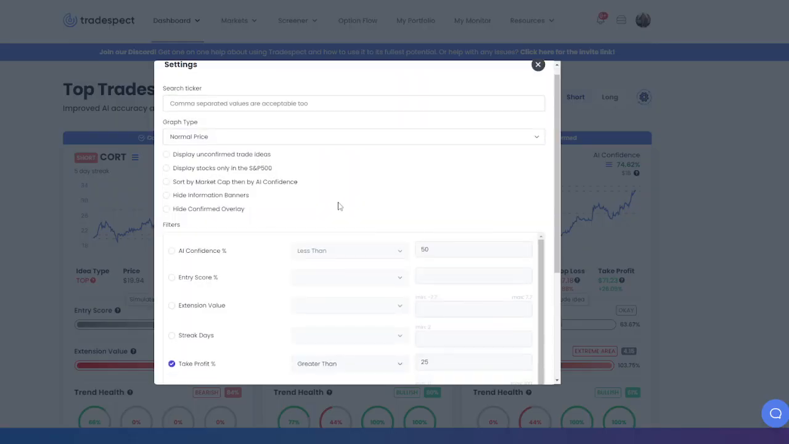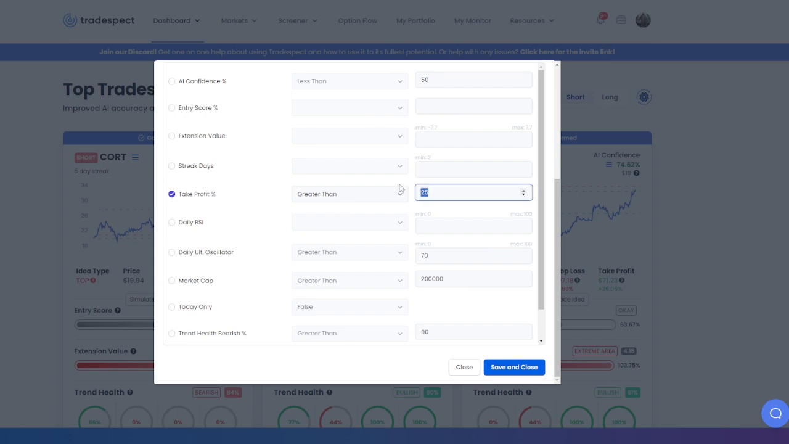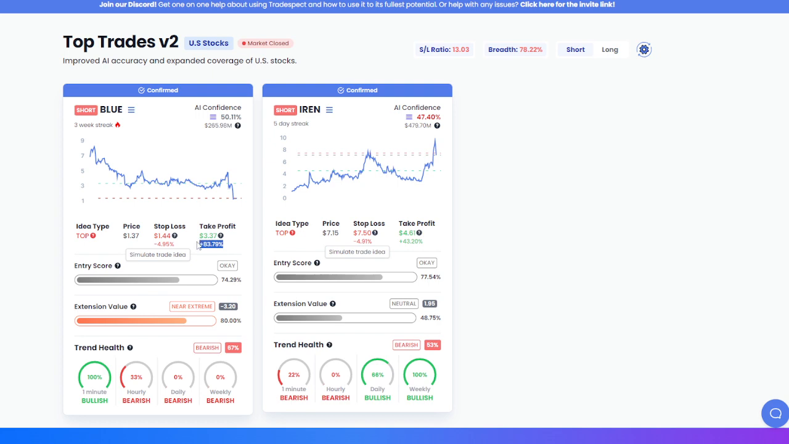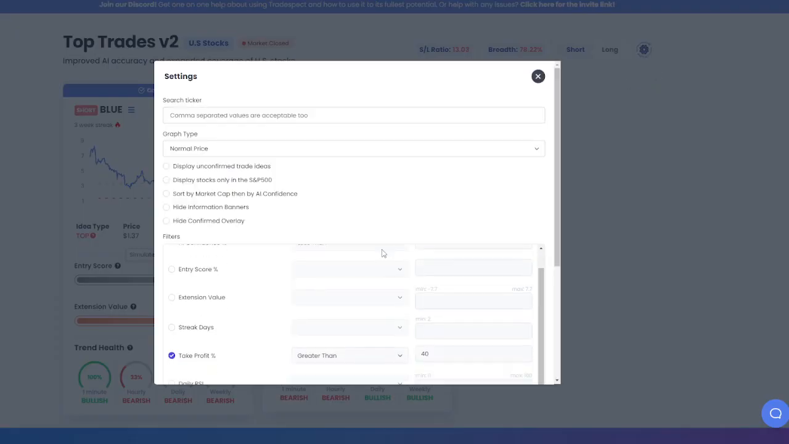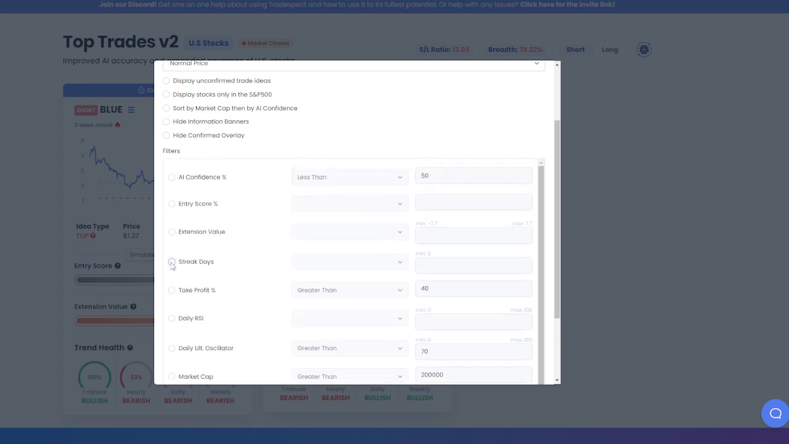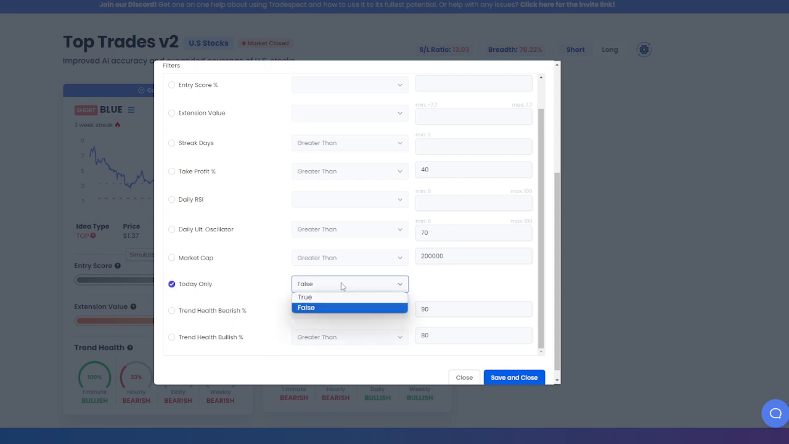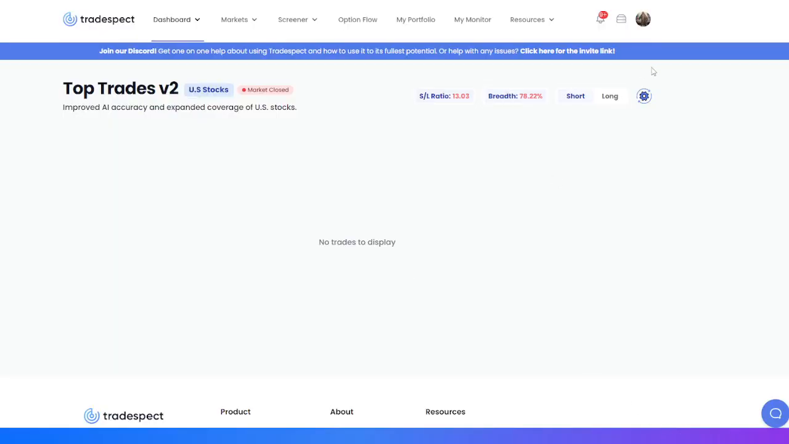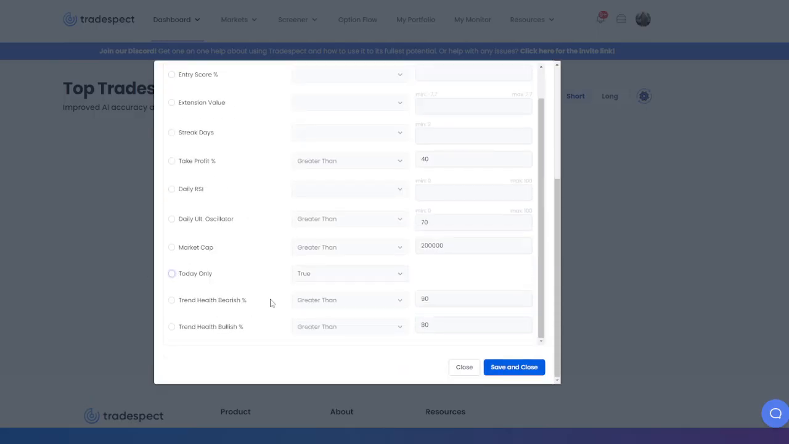But yeah, with take profit, if I do greater than 40, you'll see there's 2 trades with really high take profits right now. So that's how filters kind of work. Streak days is pretty good. And if you want to see just today's trades, you can do just today's trades. Because it's Sunday, there's nothing.